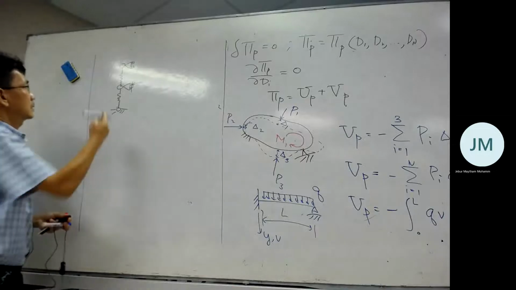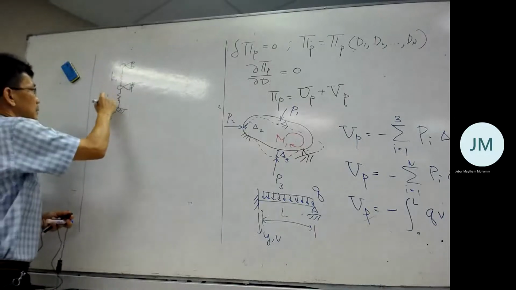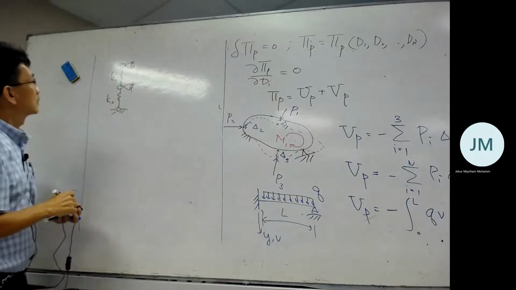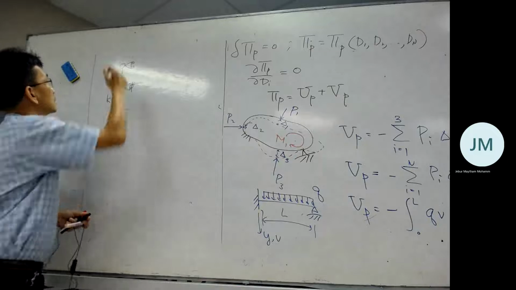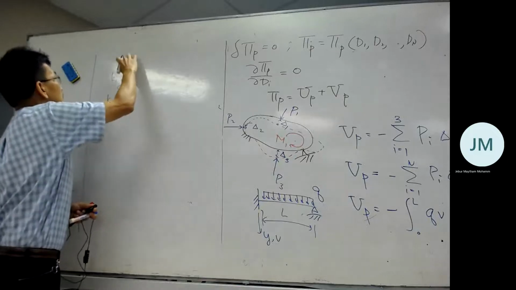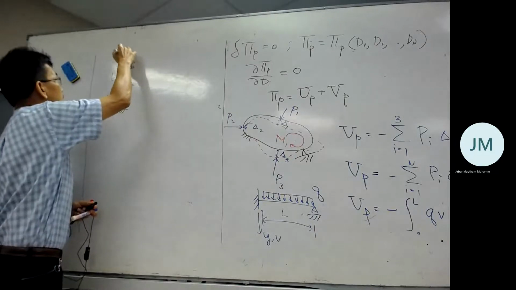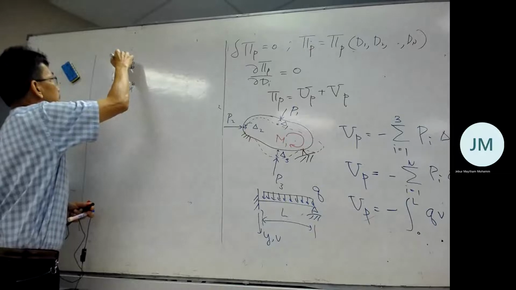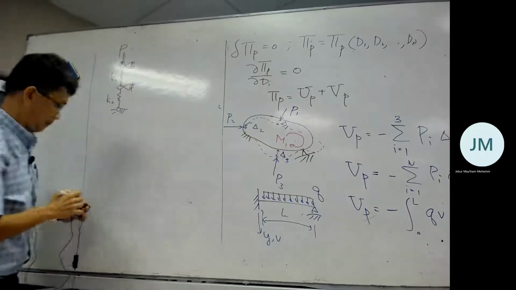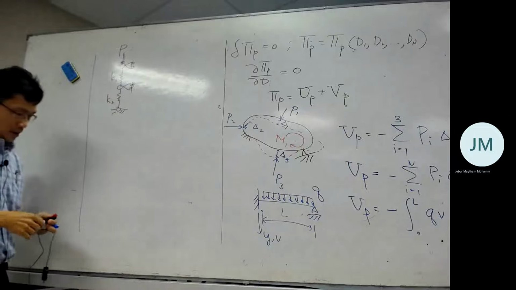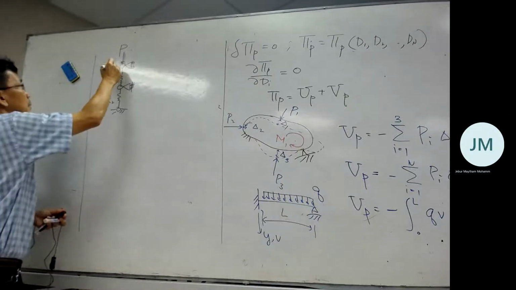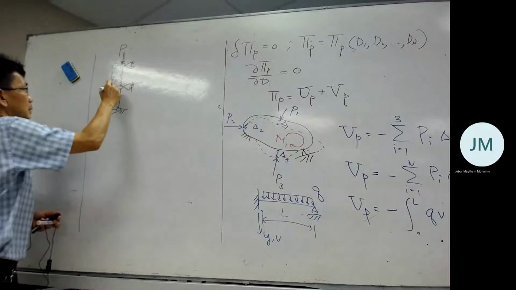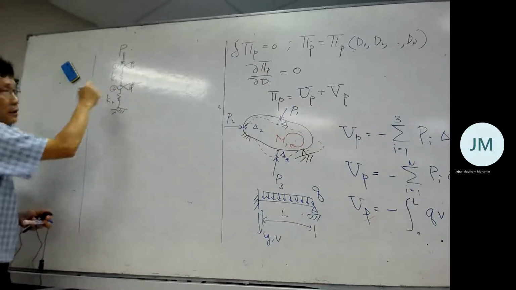And these are just two springs with constants K1 and K2, and there is the loading acting. We call this point number 1, this is point number 2, this is spring 1 and spring 2.